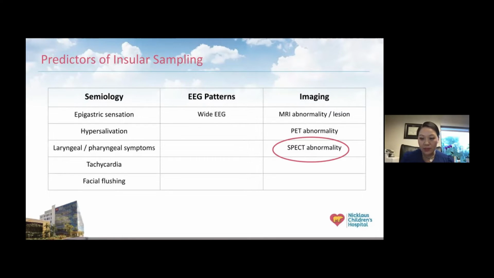Some of the semiologies that we've seen very frequently come up in patients with insular seizures include this epigastric sensation, that is, this rising sensation or abdominal discomfort that some patients will elaborate on. They can also have hypersalivation and laryngeal and pharyngeal symptoms that manifest as what they consider throat tightening or an abnormal throat sensation. They may also have autonomic abnormalities, including tachycardia and, in some cases, facial flushing.